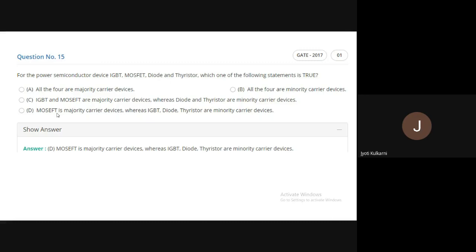Okay, so MOSFET is majority carrier devices and IGBT, diode and thyristors are minority carrier devices. Okay, now next question. This is numerical based. Do you have calculator in your hand or you can do the calculation with your calci or mobile? सगळ्यांना कम्फर्टेबल आहे का?